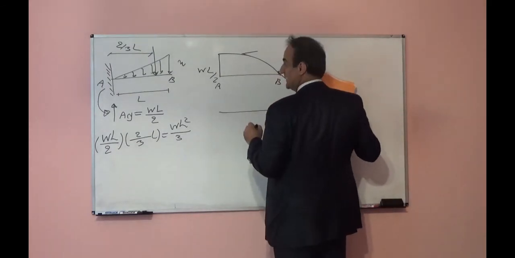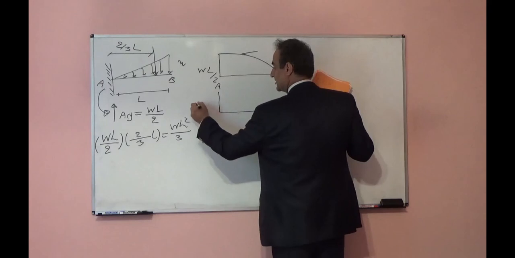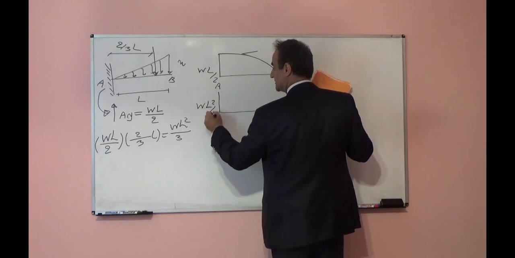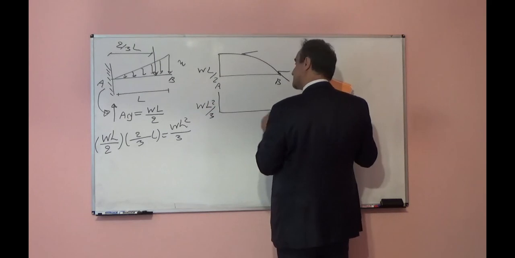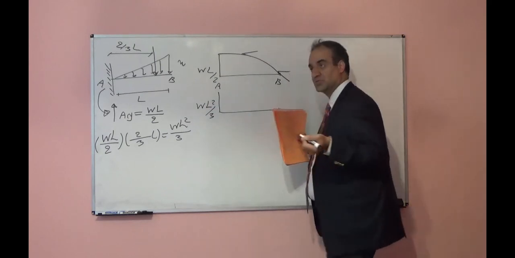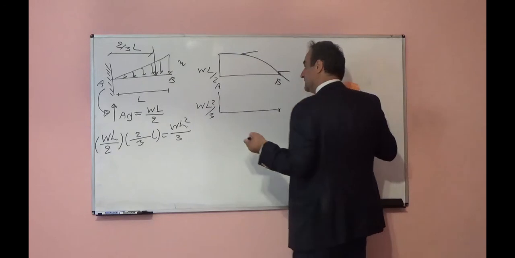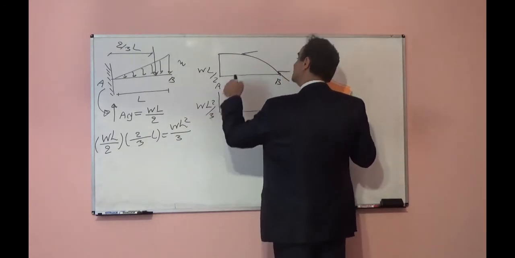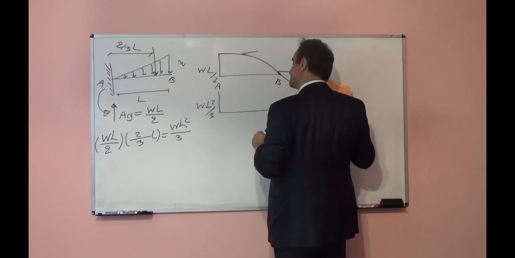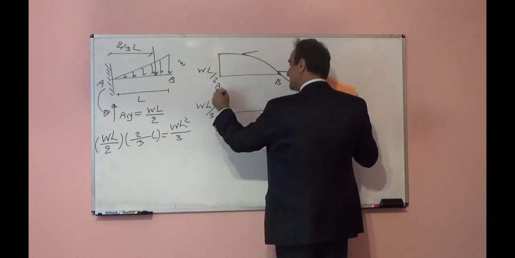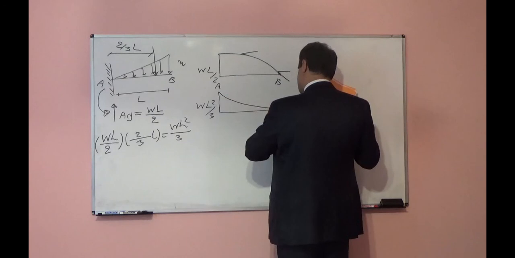Moment at point A, we found it. It is WL squared over 3. Moment at point B is 0. Why is it 0? Because it is a free end. At a free end, moment is always equal to 0. But the derivative of moment is shear. From A to B, the magnitude of shear is decreasing. So the slope of this curve should decrease.